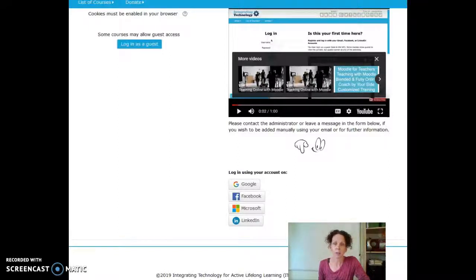So first thing you need to do is log in using one of these functions. You must use one of those functions.